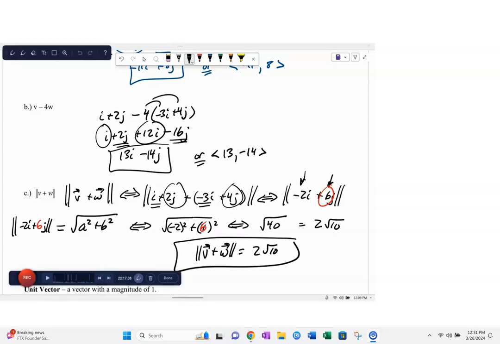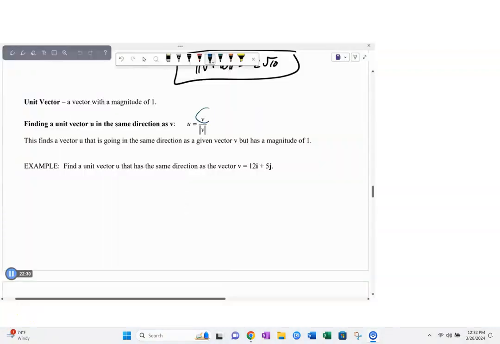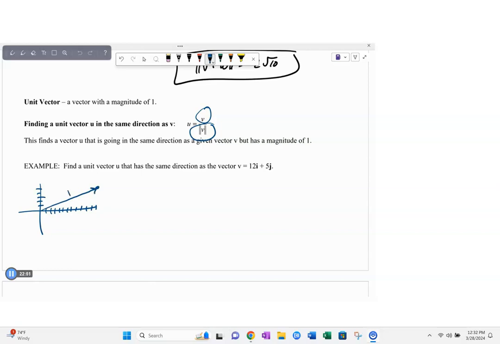Any questions on the magnitude of vector v? Its length, its magnitude. And that'll give you a unit vector. So for example, this one, 12i plus 5j, 1, 2, 3, 4, 12. Okay, so here's vector v originally. And what we're looking for is the unit vector. So it goes in the same direction, but it's only 1 unit in length in red. It's only 1 unit in length, but it's in the same direction.